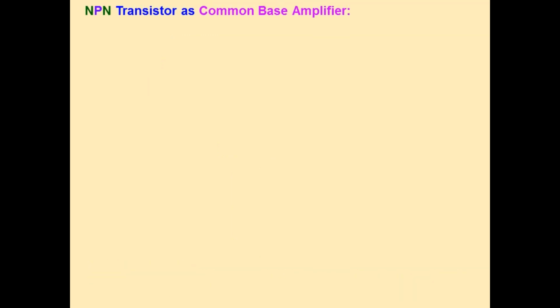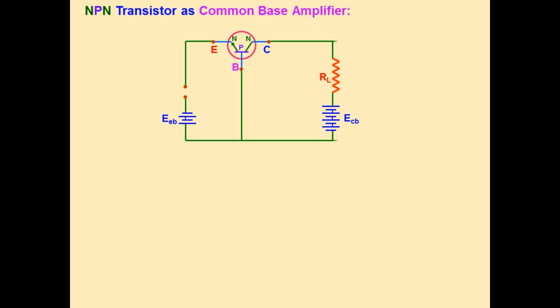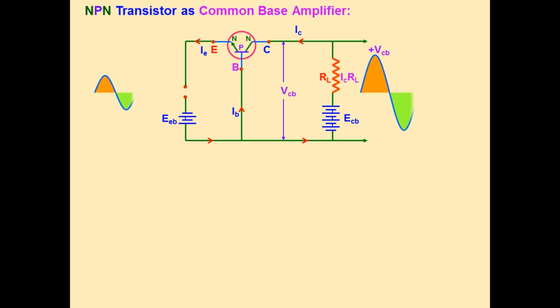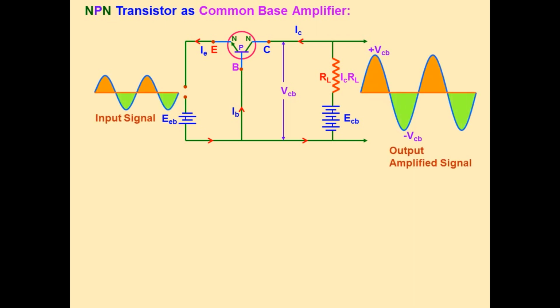Here is the NPN transistor as a common base amplifier. In the last video we completed this concept. Consider an NPN transistor connected in common base configuration, so the base is common to both input and output. Here the input signal is taken as AC, a variable. Amplifier means it amplifies the input.